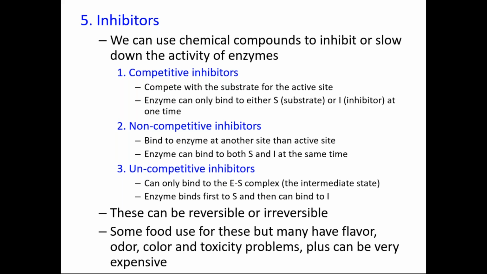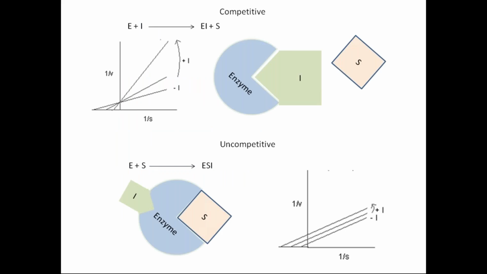Some food uses for these are in terms of flavor, odor, color, and toxicity problems. So this is the example to show you. In the case of a competitive inhibitor, the competitive inhibitor will mimic the substrate. So this is the substrate binding site. The inhibitor will bind to the same site, and what it does is it will not change the Vmax, but it will change the Km.